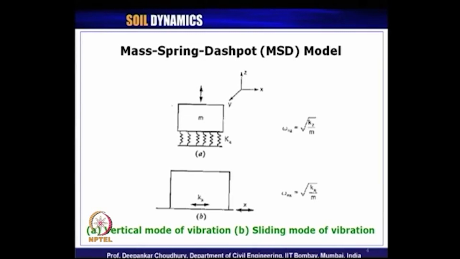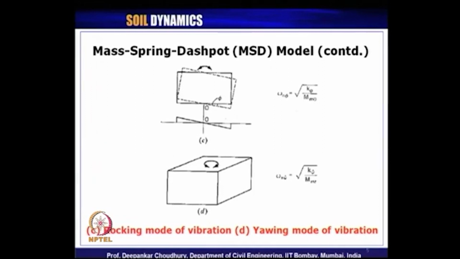The expression we got is omega n z equals root over k z by m, where k z is the vertical spring constant. And for sliding mode of vibration, omega n x equals root over k x by m, where k x is the horizontal spring constant. Then for rocking mode, we have seen that omega n phi, the natural frequency, is calculated using root over k phi by m naught, where k phi is the torsional spring constant and m naught is the mass moment of inertia about this point of rotation.